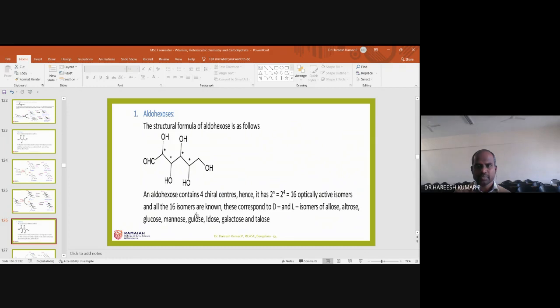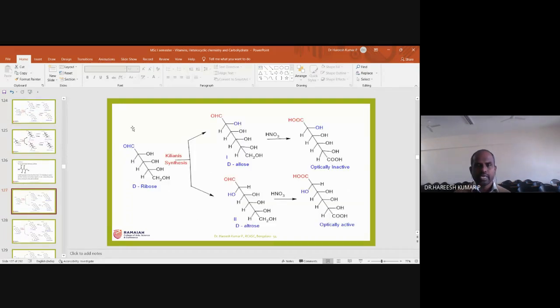So with this, I will go to the next slide. In the next slide, I am taking aldopentoses. I am converting aldopentoses to aldohexoses by employing Kiliani-Fischer synthesis. I will go to the next slide. Here, I am taking D-ribose.